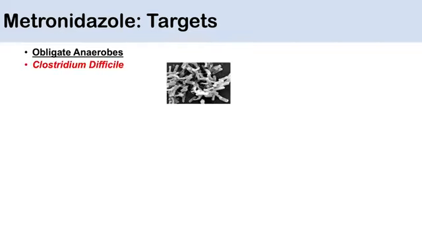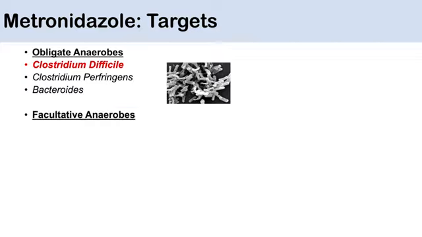So what are some of the bacterial targets for metronidazole? The key targets for metronidazole are the obligate anaerobes. These include Clostridium difficile. Clostridium difficile is one of the biggest targets for metronidazole use. Other targets include Clostridium perfringens that is involved in gas gangrene. It's also involved in treating Bacteroides infections.